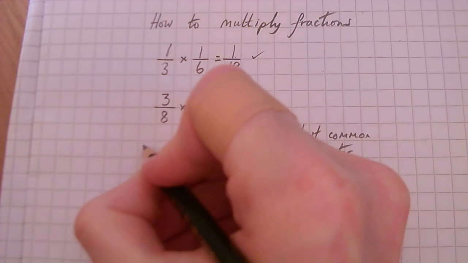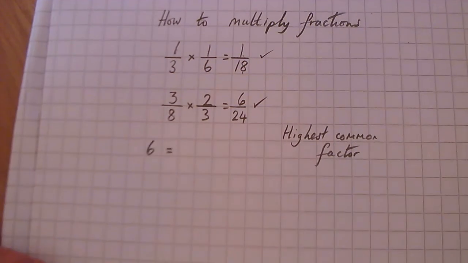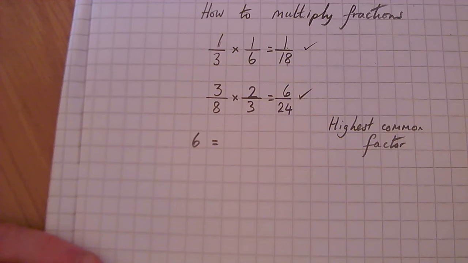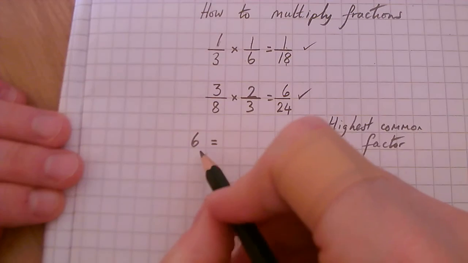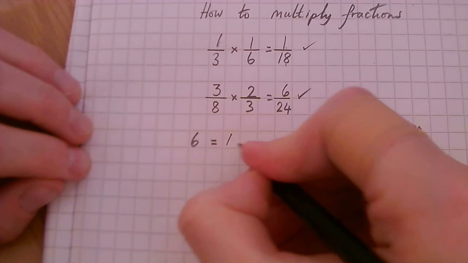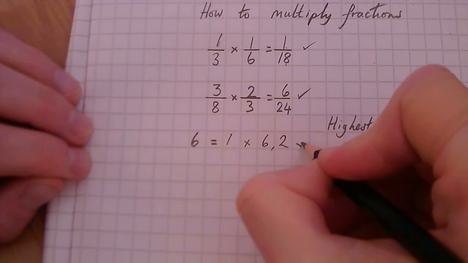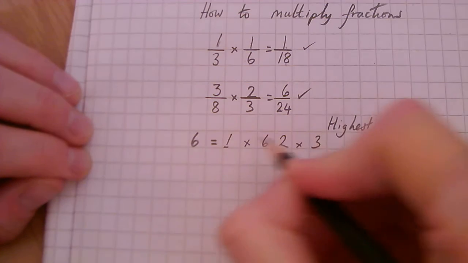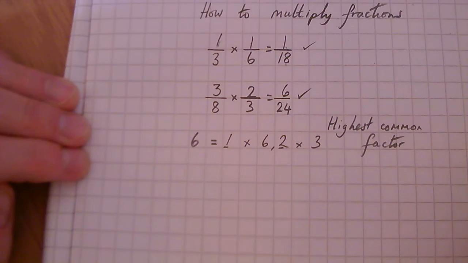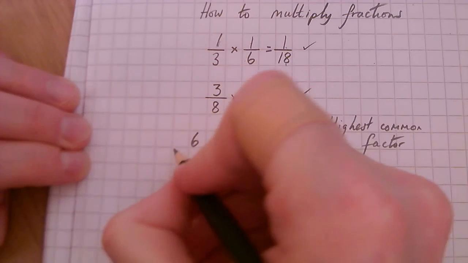So let's find the factors of 6. Easiest way to find the factors of 6 is to write out the factor pairs. So which two numbers multiply together to make 6? 1 times 6 and 2 times 3. Starting with the number 1, and then we went to the number 2. Then we need to find the factors of 24, and there's quite a lot of them.